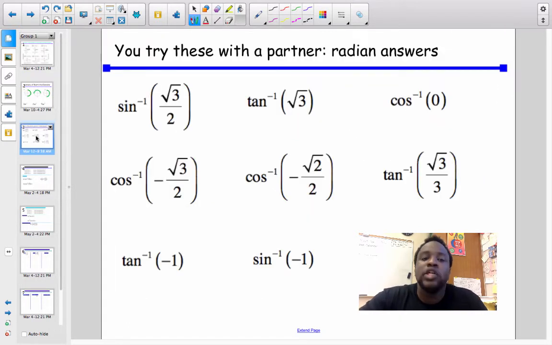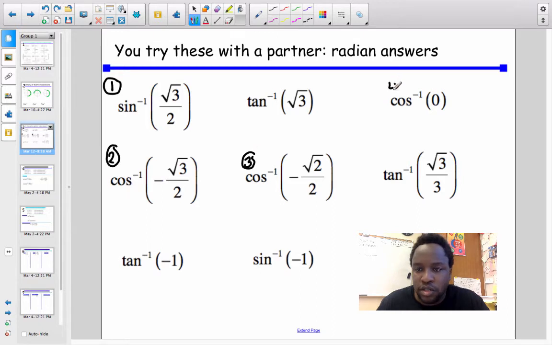So let's take a look at some of these problems. These are out of order from how they are on your sheet. We're going to do 1, 2, 3, and 4, and that should be somewhat in order. The other ones, after doing these, we should be able to do on your own.